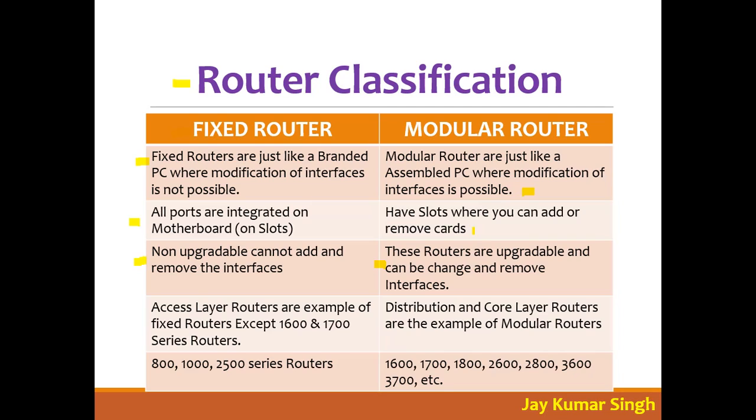Now, access layer routers are examples of fixed routers, except the 1600 and 1700 series routers, because they are modular and you can modify them. The 800, 1000 and 2500 series routers are examples of fixed routers. Distribution and core layer routers are examples of modular routers, and these 1600, 1700, 1800 are modular routers. When you see the router, you will find whether it is modular or fixed.